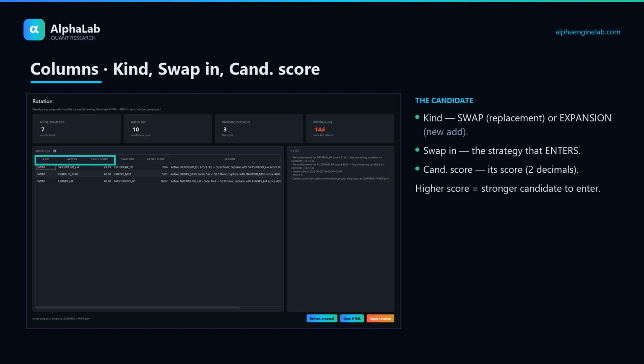Swap in is the name of the strategy that enters, for example SPX 500 USD on H4. And Score, candidate score, is its score with 2 decimals. The higher, the stronger the candidate.